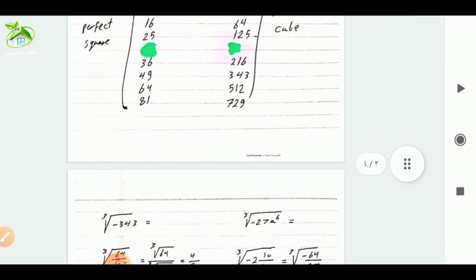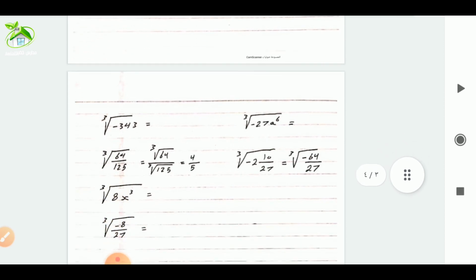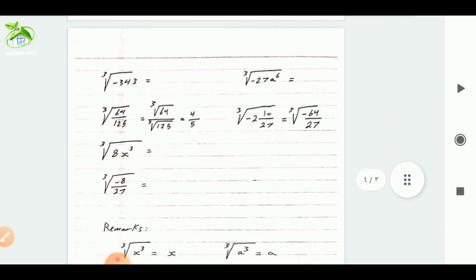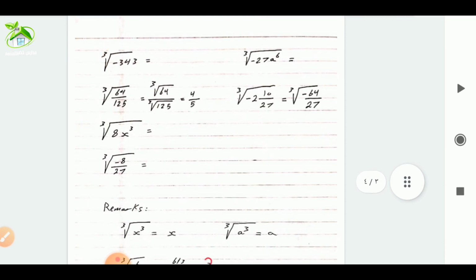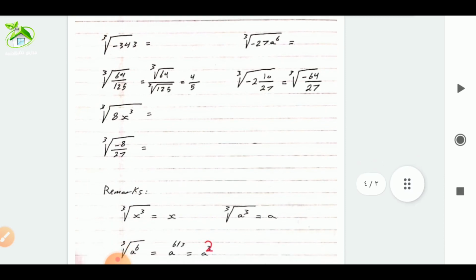Find the cube root of negative 343. The cube root of negative 343 equals negative 7, because negative 7 times negative 7 times negative 7 equals negative 343. If you don't remember that 7 times 7 times 7 equals 343, you can use your calculator to get any cube root by using 2 keys: shift, square root. When we use shift square root, we get the cube root of any number.